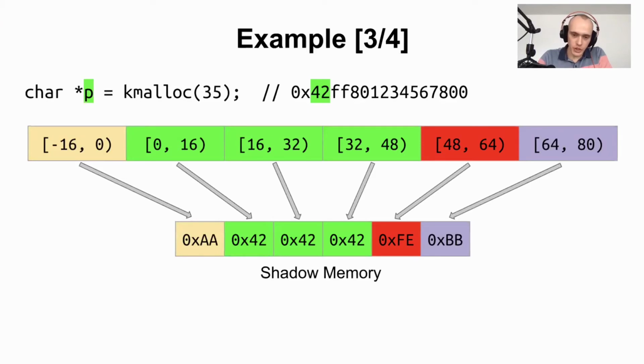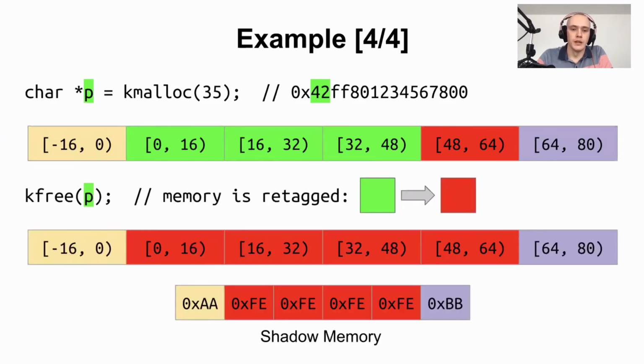And shadow memory will store the tag values for these memory granules. The 3 accessible memory granules are going to store the same value as the top byte of the pointer, which is 42. And the last granule is going to be marked as invalid, FE. And finally, when you free the memory, it is also retagged to invalid. And this is the way it looks in memory and in shadow memory.